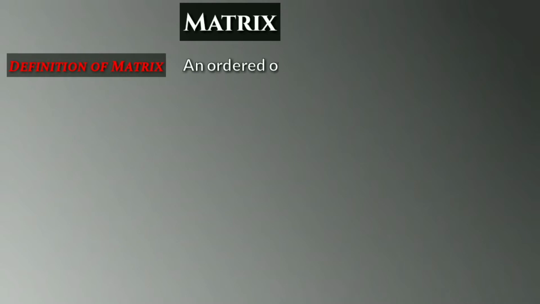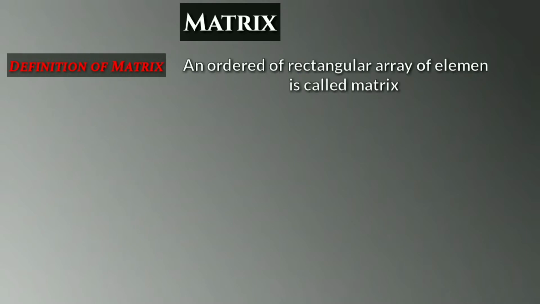Today our topic is intermediate first year MPC, Maths 1A. We will discuss matrices. So first of all, what is a matrix? The definition of a matrix: an ordered rectangular array of elements is called a matrix. For example, take A equal to the matrix with rows 1, 2, 3 and 3, 0, 1. It is 2 cross 3, a rectangular array, so it is called a matrix.